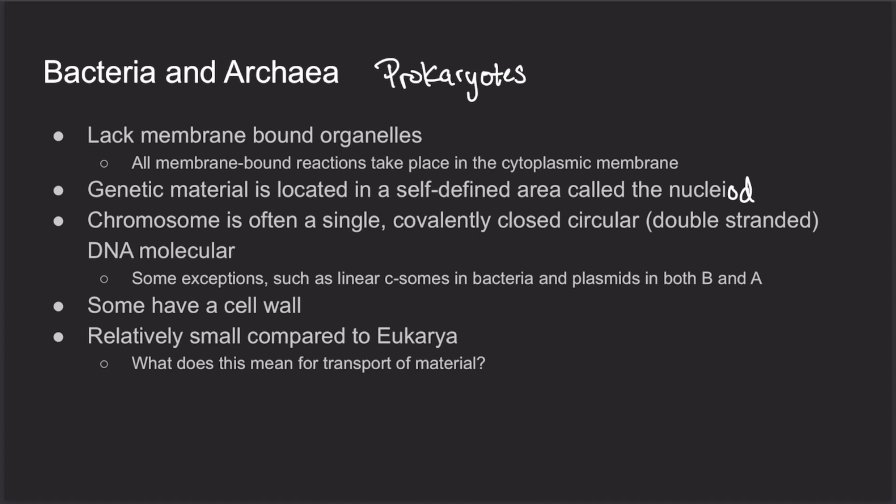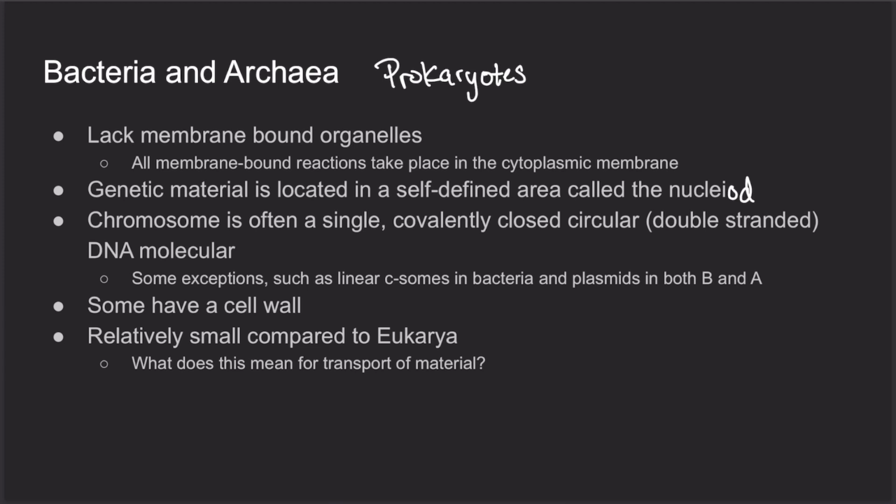Now, some bacteria, some archaea have a cell wall. It's not like they for sure have it or they for sure don't. You'll find a lot in biology where there's not really definite rules. Rules are made to be broken. It's more of general guidelines. So some have a cell wall, some don't. It's not a perfect way of distinguishing bacteria, archaea, and eukarya.